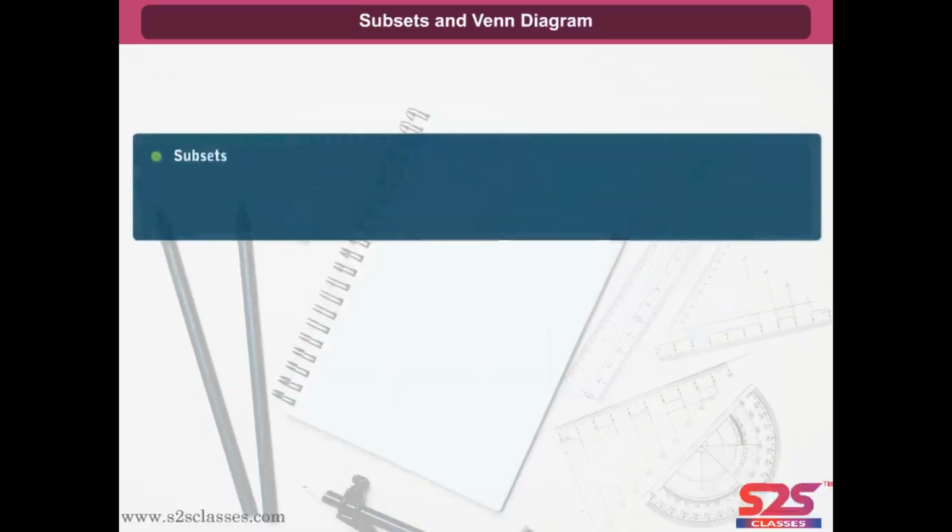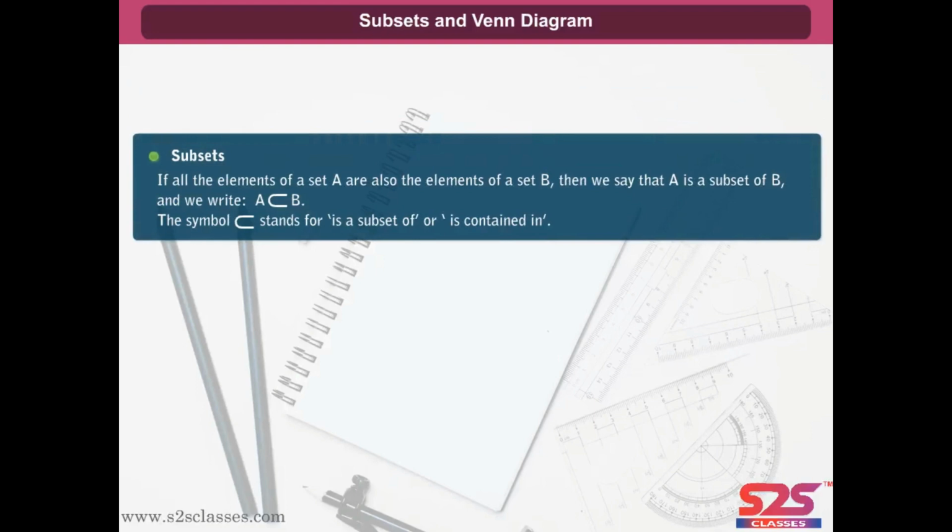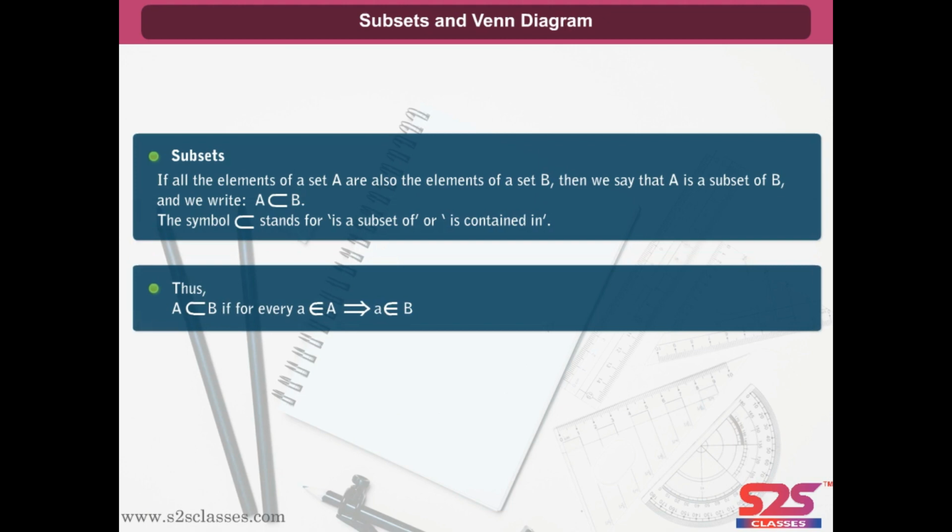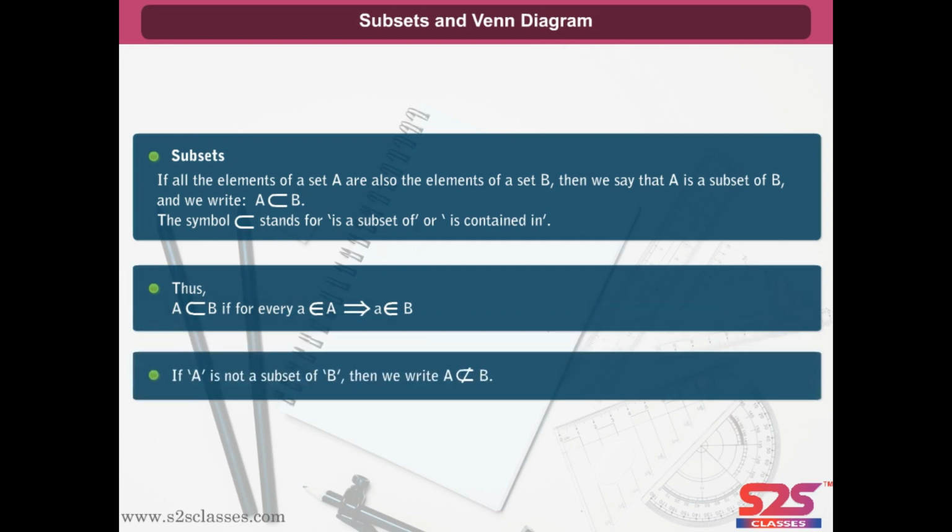Subsets. If all the elements of a set A are also the elements of a set B, then we say that A is a subset of B, and we write it with the symbol that stands for is a subset of or is contained in. Thus, A is a subset of B if an element of A is also an element of B. If A is not a subset of B, then we write the negated symbol.